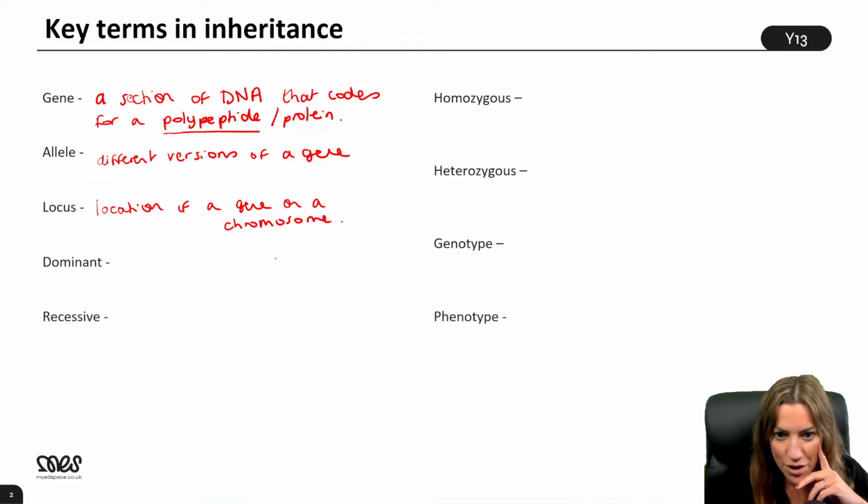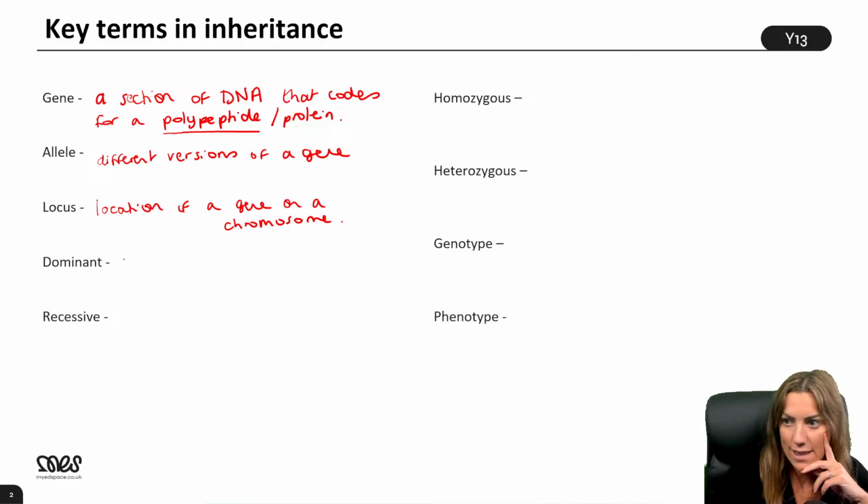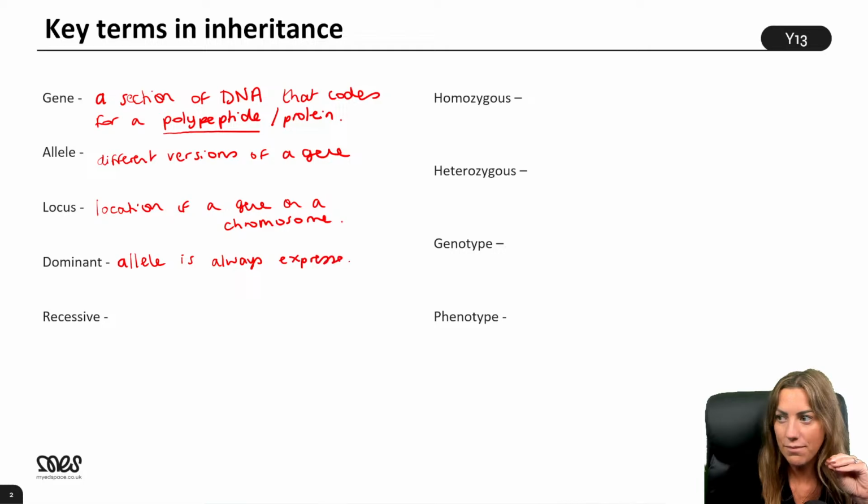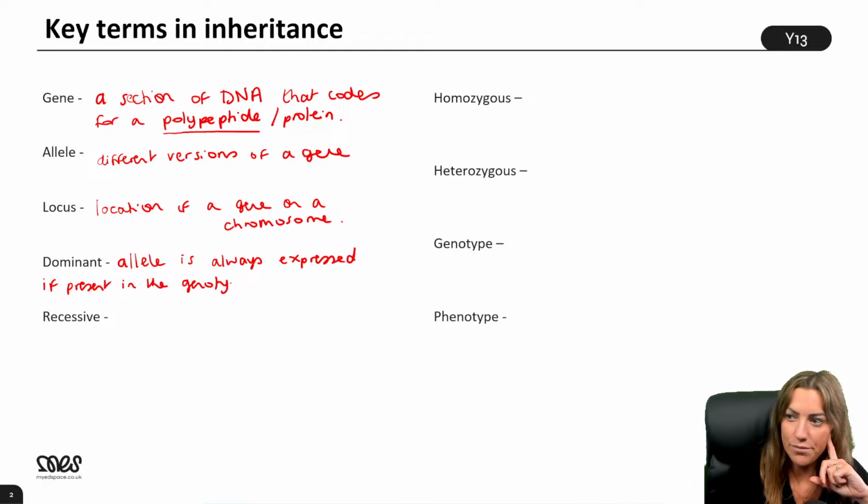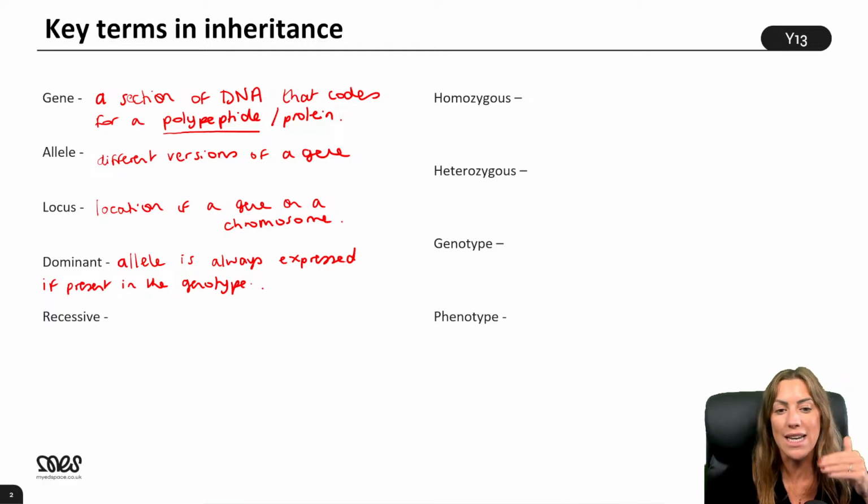Let's see, has anyone got dominant? Good, Annie says dominant, the allele is always expressed. I'm going to elaborate on that a little bit and say the allele, if it's dominant, is always expressed. I'm just going to make it even better. The allele is always expressed if present in the genotype. So if you have a dominant allele in your genotype, that allele will always be expressed. Let's have a look. Priscilla, genotype, genetic makeup of an organism.